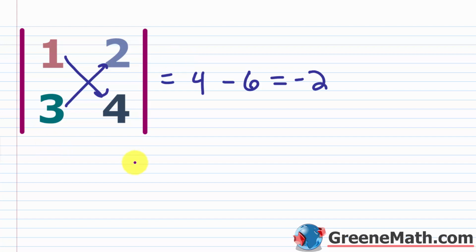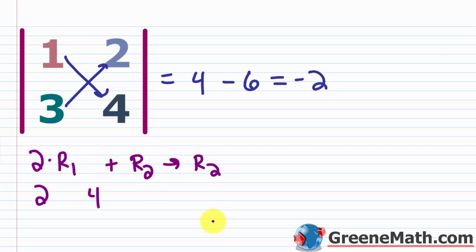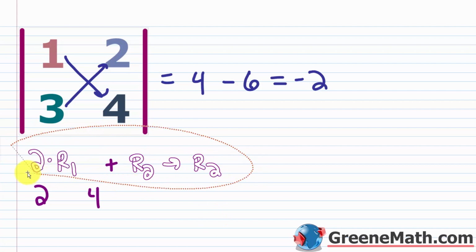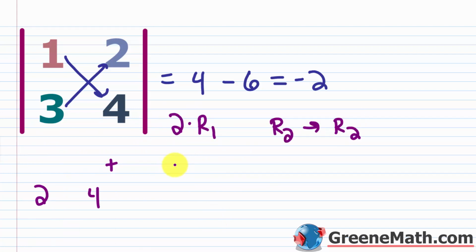So let's say, for example, I went through and I multiplied the top row by 2. So 2 times row 1, okay, what would that be? So we would have 2 and then we would have 4. And then I added the result to row 2, and that's what I replaced row 2 with. So let me move this over because I'm going to run out of room. And I forgot my plus sign. And so I know that multiplying 2 times row 1 would give me a 2 and it would give me a 4. I'm going to add these two results to this bottom row and the top row will be unchanged.